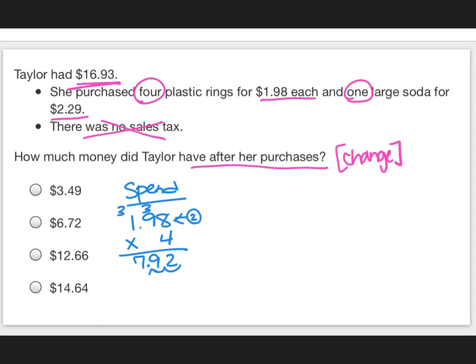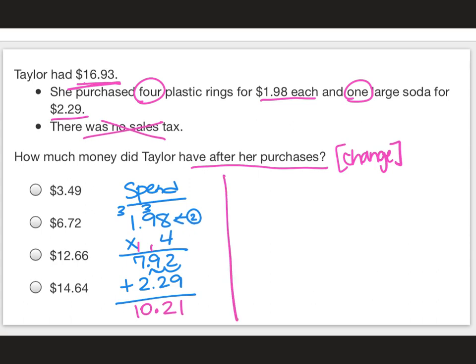And she also bought a large soda, so we've got to add that to her total of what she spent. All right, let me grab a different color so you can see this. 2 and 9 is 11. 1 and 9 is 10, plus 2 is 12. Carry your 1. 1 and 7 is 8, plus 2 is 10. Now, we're adding decimals here, so we know we're just going to drop down our decimal and bring it down. So $10.21 is what she spent.